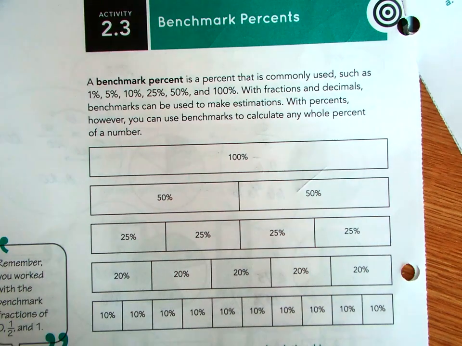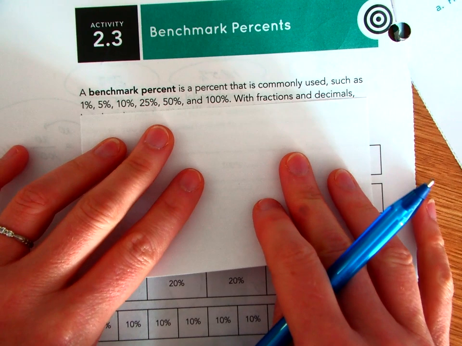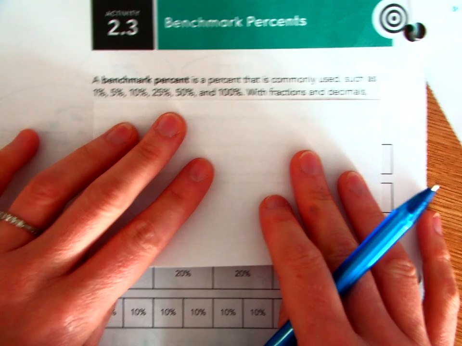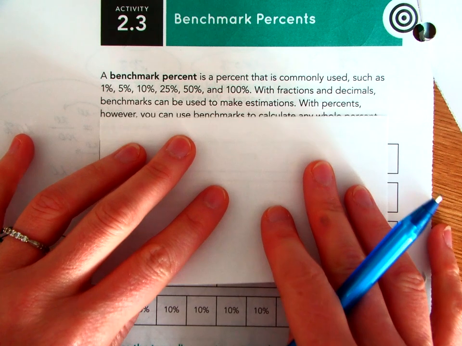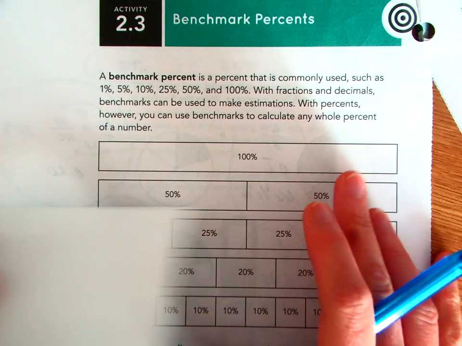Let's read together, and I'll teach you how this works. A benchmark percent is a percent that is commonly used, such as 1%, 5%, 10%, 25%, 50%, and 100%. With fractions and decimals, benchmarks can be used to make estimations. With percents, however, you can use benchmarks to calculate any whole percent of a number.